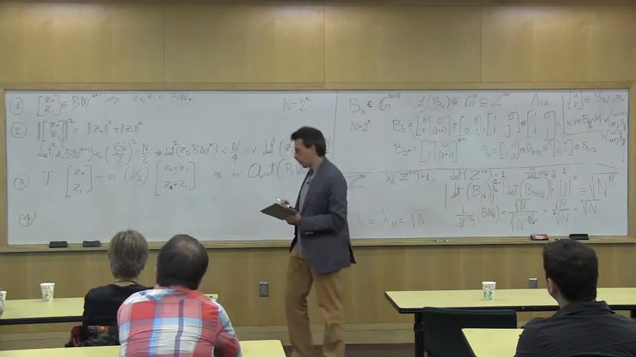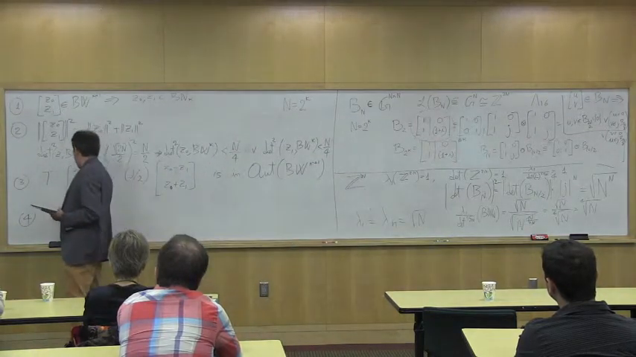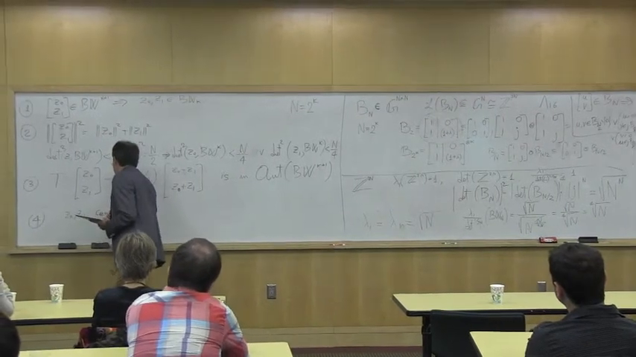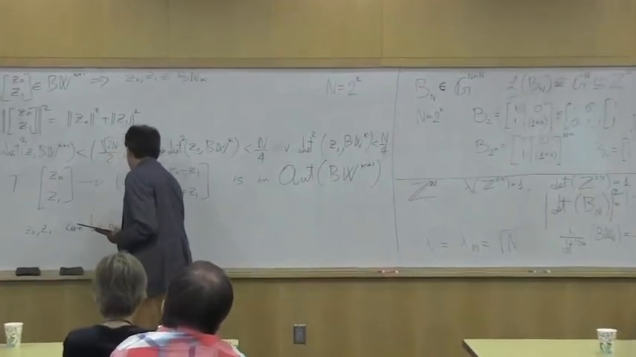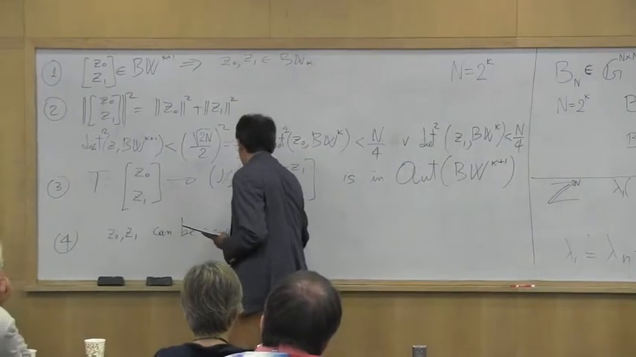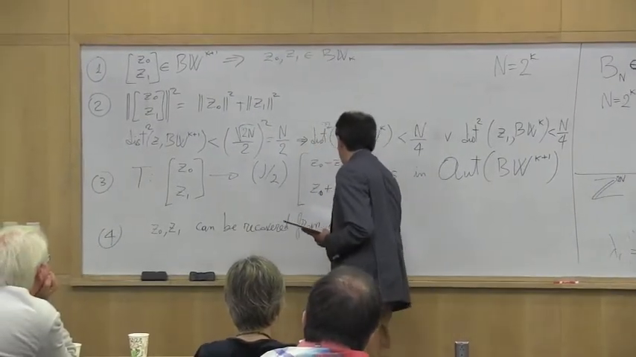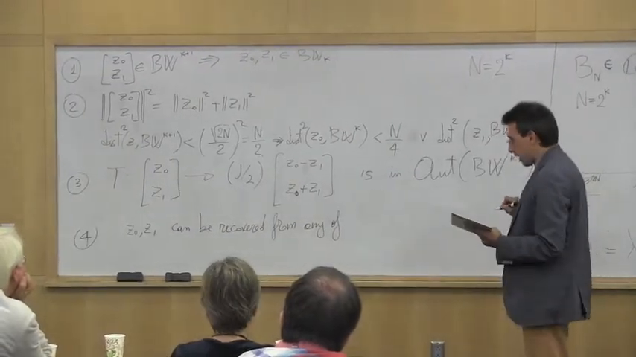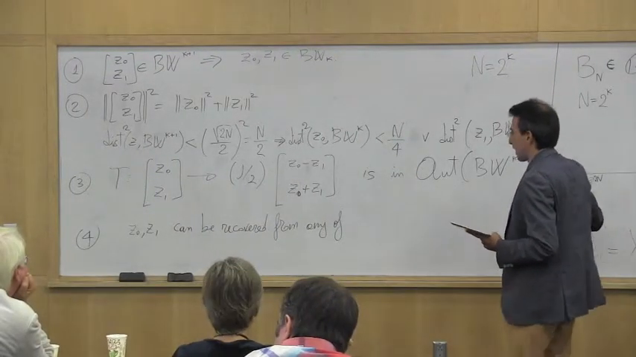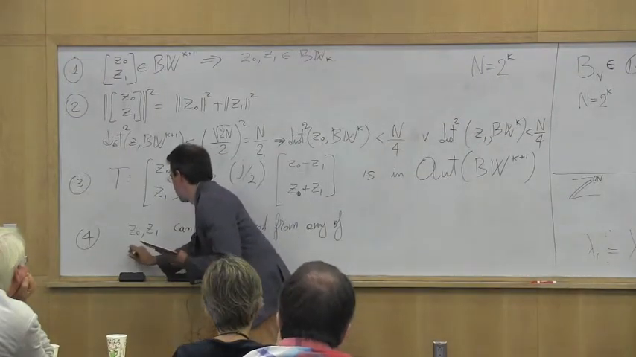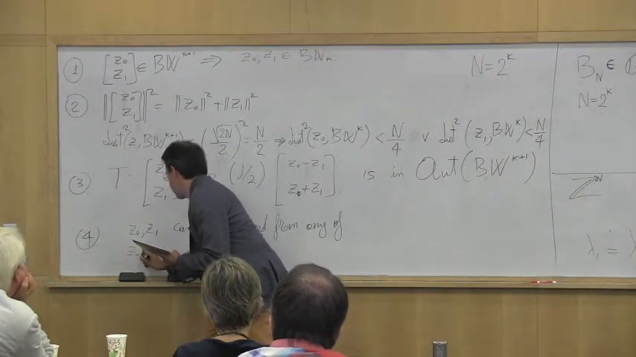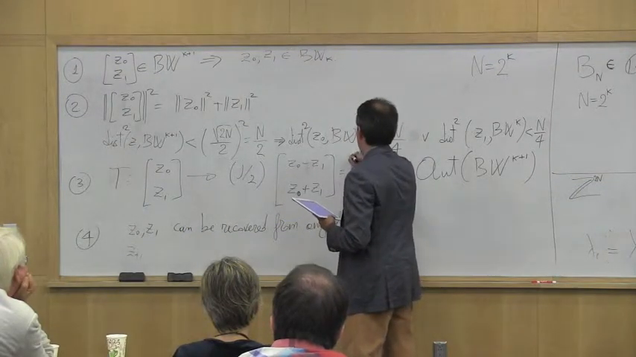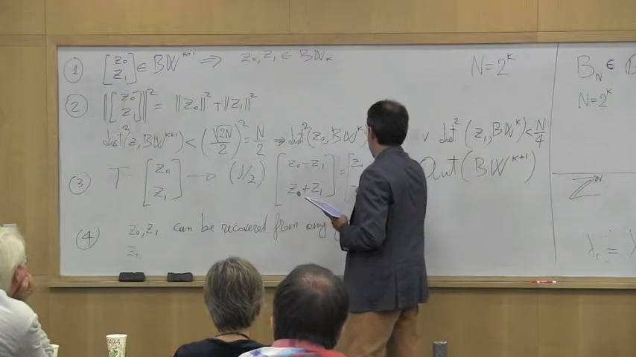And the algorithm is the following. The two vectors, z0 and z1, can be recovered from any of the following pairs. So let's define z plus and z minus to be the result of this automorphism. Z plus and z minus.